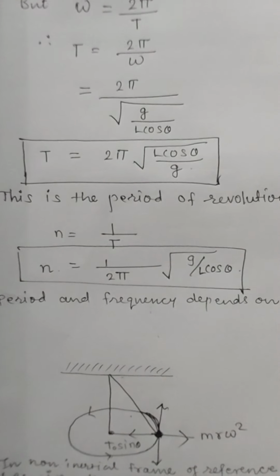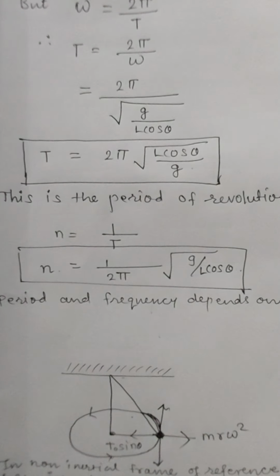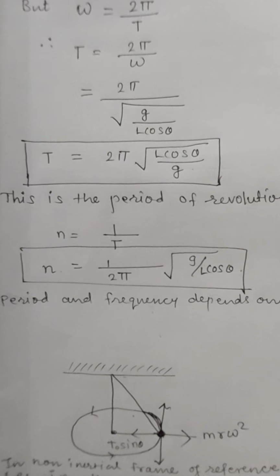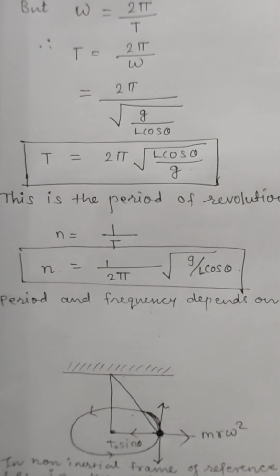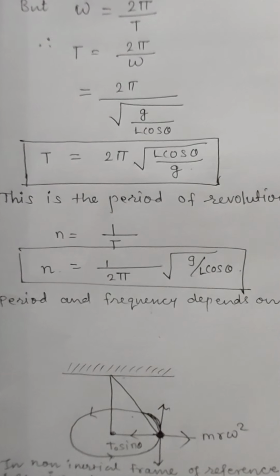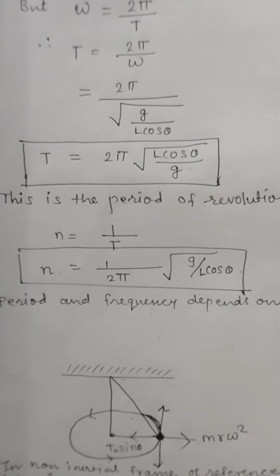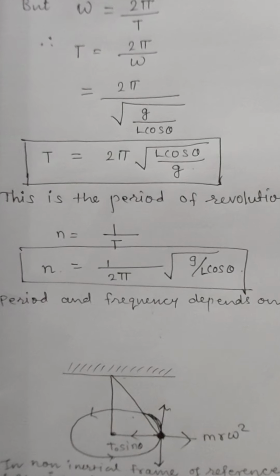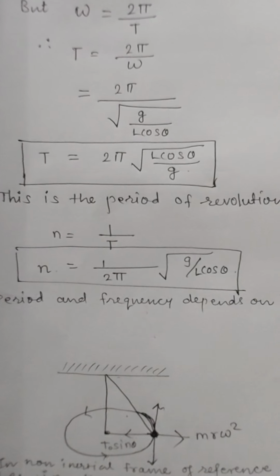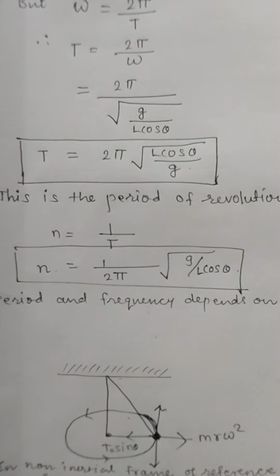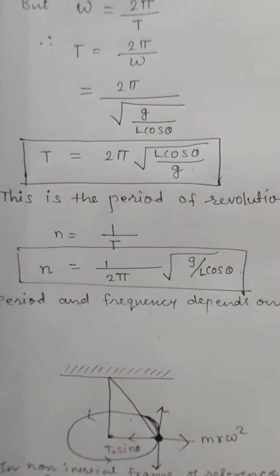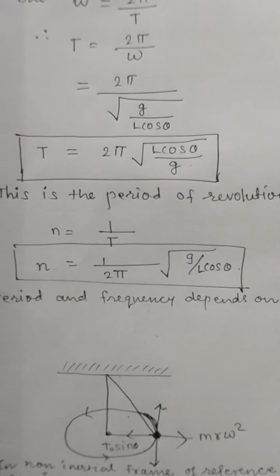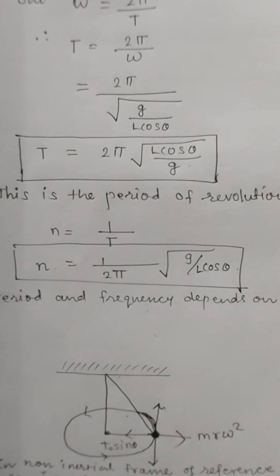If we go through both the period and the frequency, what we can see here is 2 pi is constant, g is constant. So what is going to change here is theta and L. If L is constant, then theta is going to change, right? So the period and frequency of the conical pendulum depend on the length of the string and the angle theta.